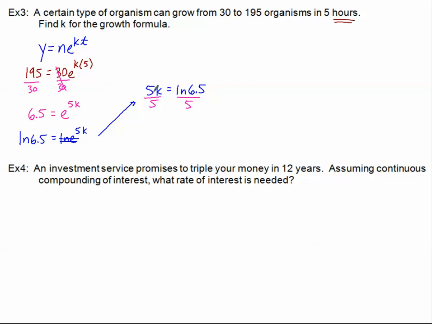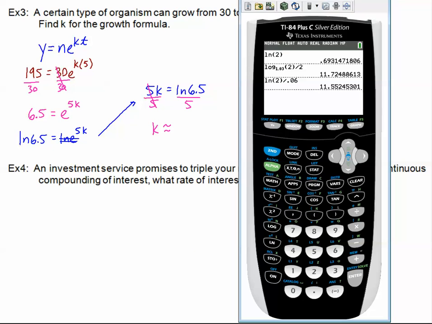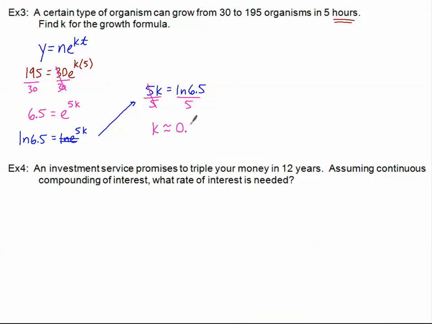K is just a constant. And in this case, let's see what we have in our calculator. We've got natural log of 6.5, close that parenthesis, and then divide by 5. And our constant right now is 0.374. So 0, I always like to start with the 0, 0.374. So this is a constant, and in this case, that represents organisms per hour.